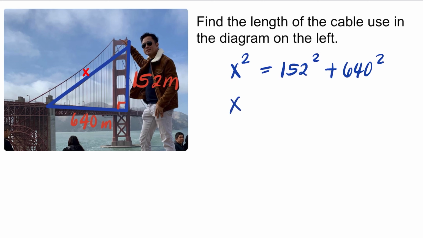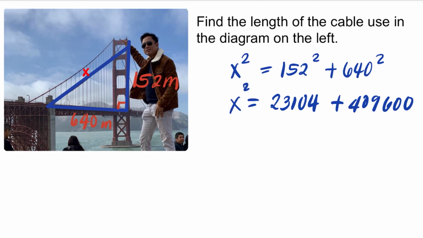So now using your calculator, plug in 152 squared, and that gives us 23,104. And 640 squared, we have 409,600. And then we will just add the two numbers. And that will give us 432,704, which is the value of x squared.